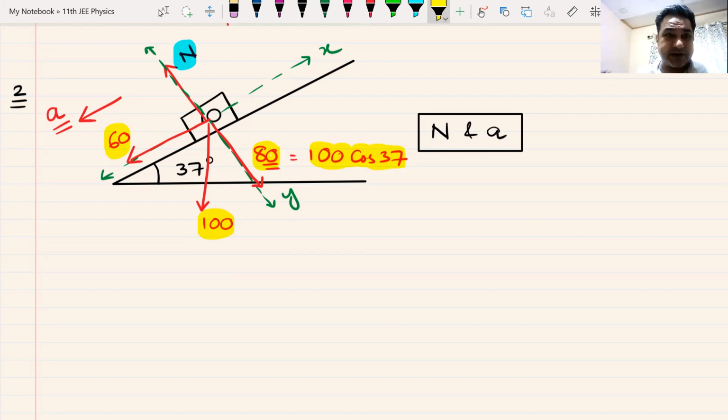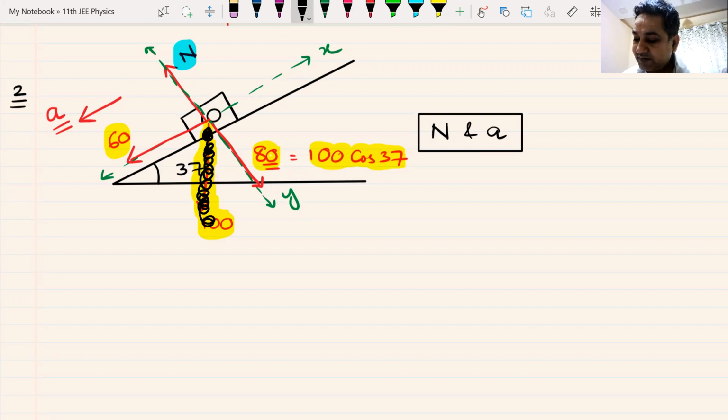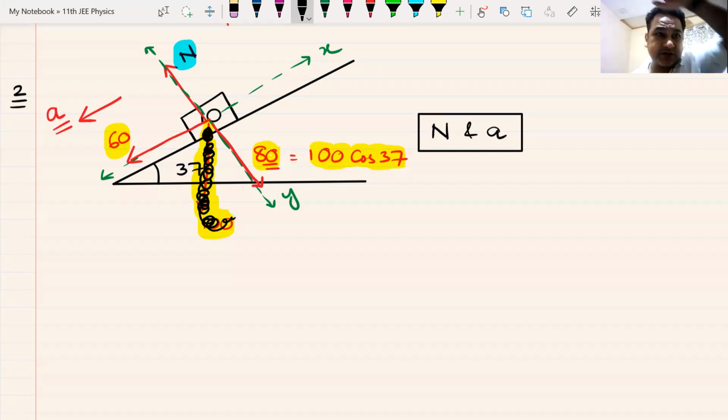As soon as I break it up into 60 and 80, my dear friends, I don't have to consider this force because this force is already done. So basically what I can do is cut it off. This force no longer exists now because I've already taken its components. Now, there is no motion along the y-axis because the body is going to move along the x-axis.